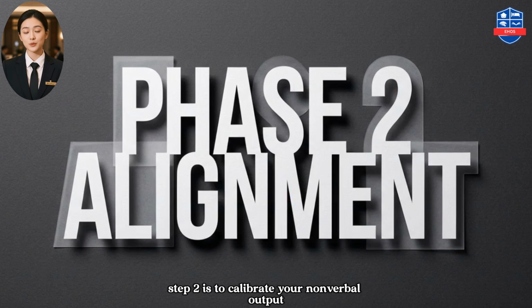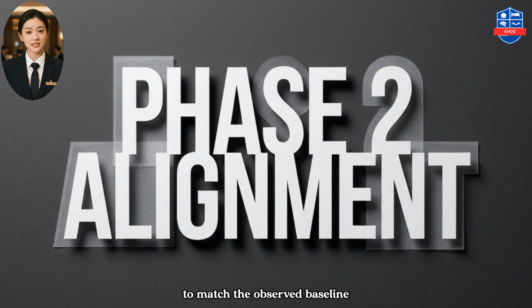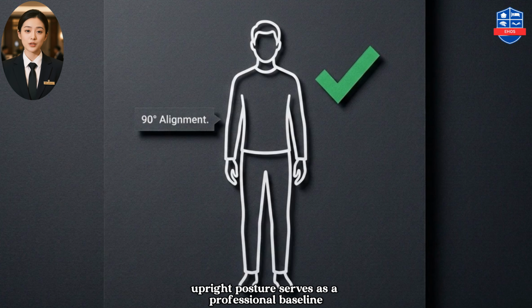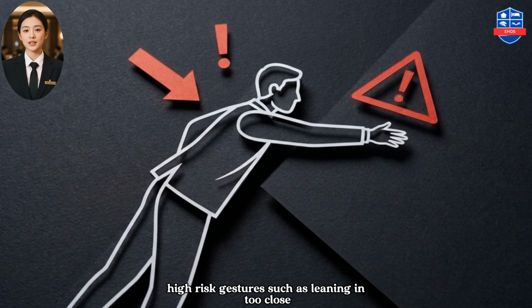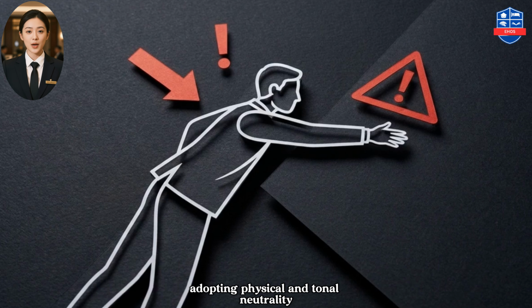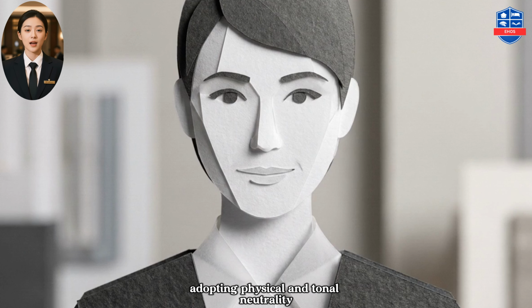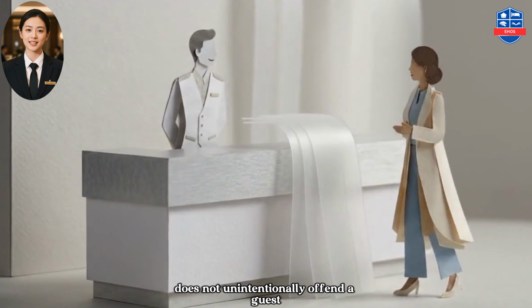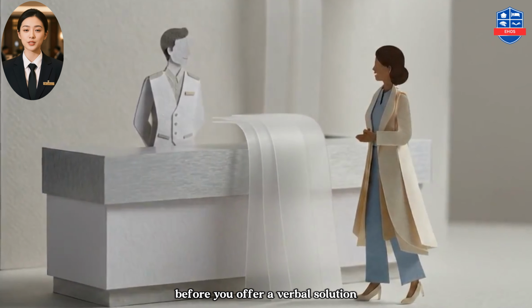Step 2 is to calibrate your nonverbal output to match the observed baseline. This diagram analyzes your physical presence. Maintaining a neutral, upright posture serves as a professional baseline. High-risk gestures, such as leaning in too close or offering a firm handshake, can be interpreted as aggressive in certain cultural contexts. Adopting physical and tonal neutrality provides a respectful foundation. This ensures that your body language does not unintentionally offend a guest before you offer a verbal solution.